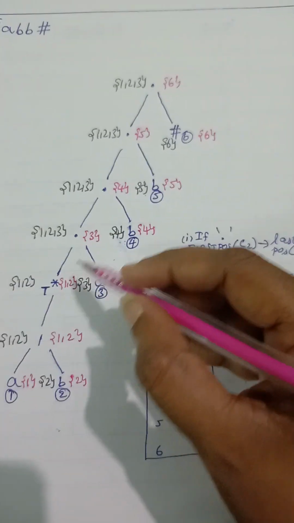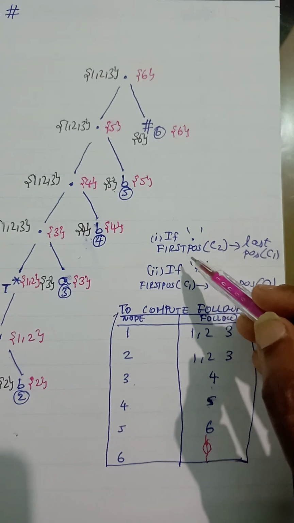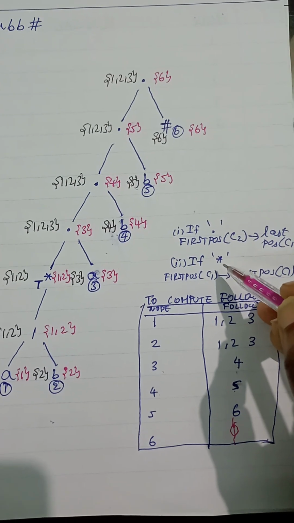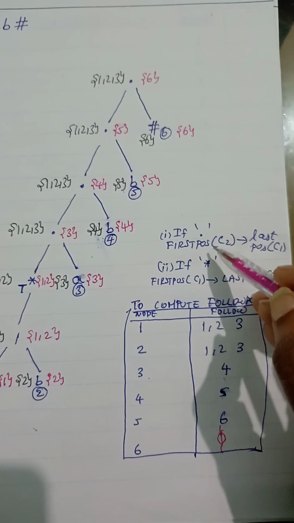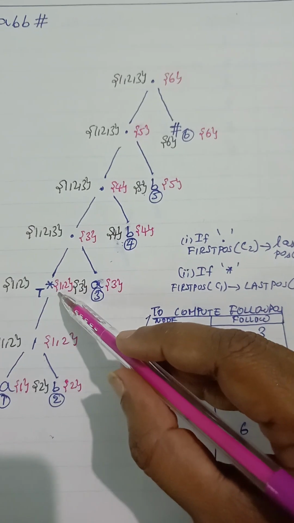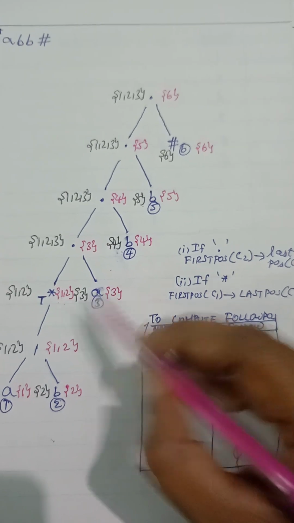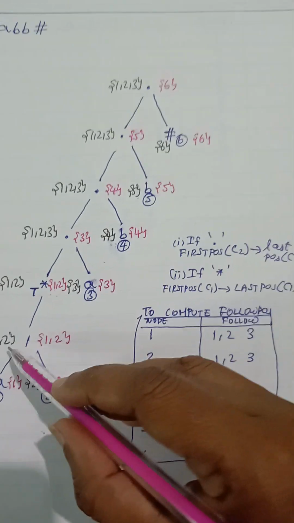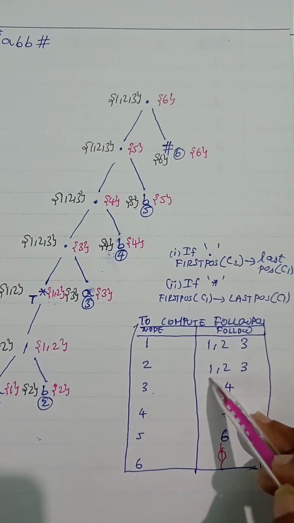Now I have encountered star node. What is the rule for star node? In star node, the rule is first position of C1 to last position of C1. For star node, first position of C1 to last position of C1. So here I have written 1 and 2 and 1 and 2.